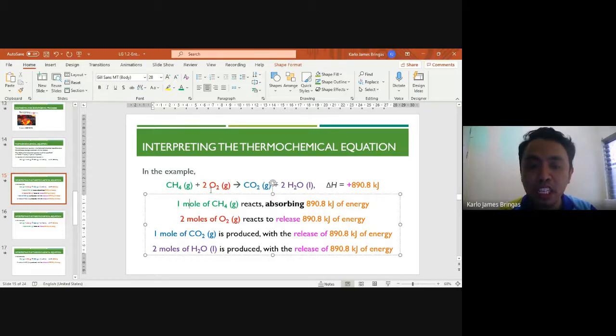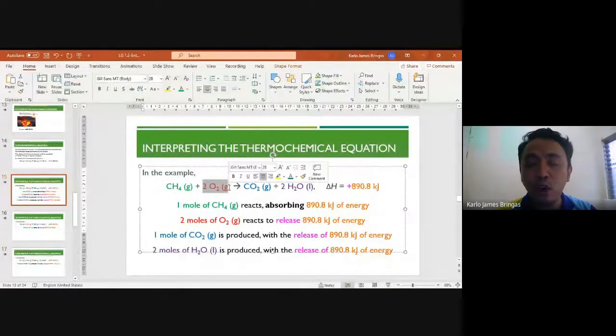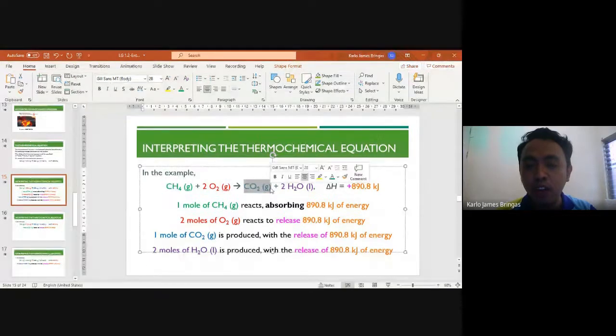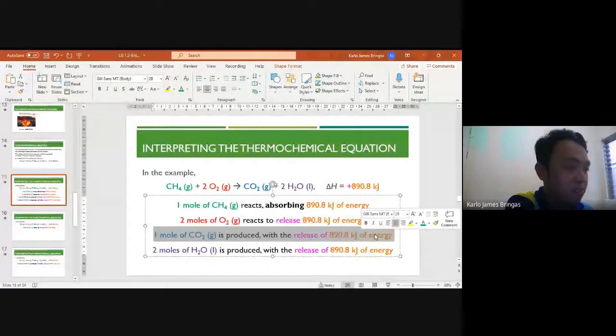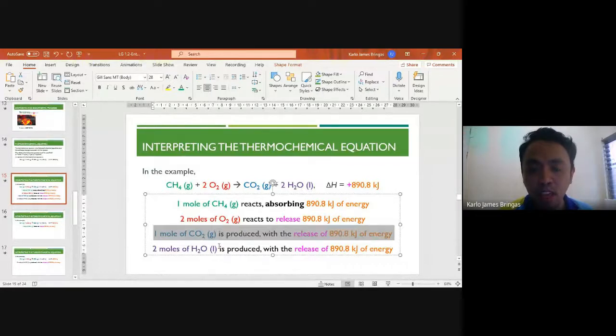So we can do this for each chemical species that we have. For oxygen, we can say the same thing. Since the coefficient of oxygen is 2, we can then write that 2 moles of oxygen is reacting here to release 890.8 kilojoules of energy. Now going over to the product side, again, we can look at the coefficient of carbon dioxide. Since its coefficient is 1, we then say that in this reaction, 1 mole of carbon dioxide is produced, accompanied by the release of 890.8 kilojoules of energy. And same with the water, we can also state the same thing.